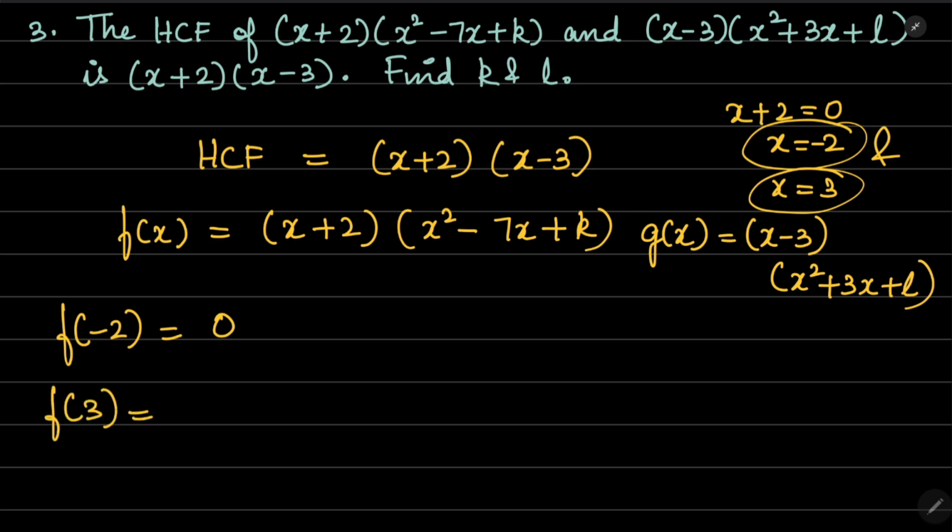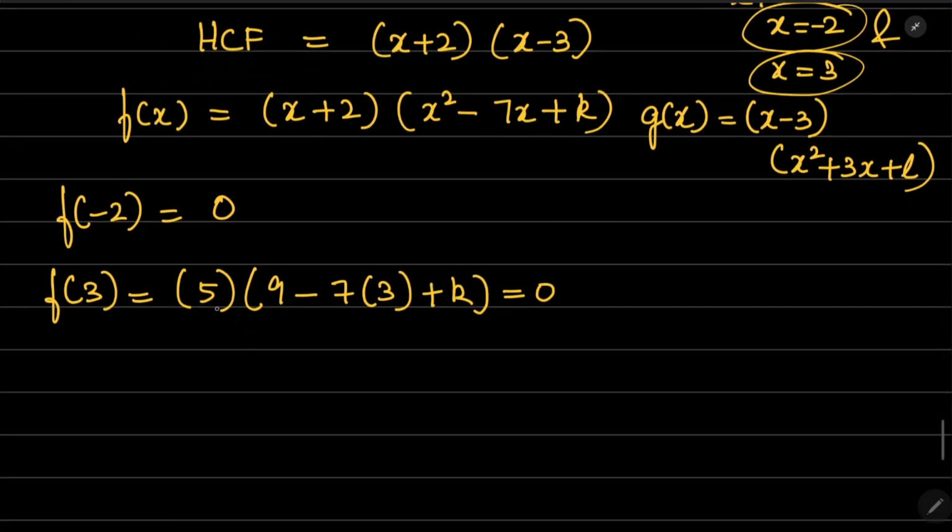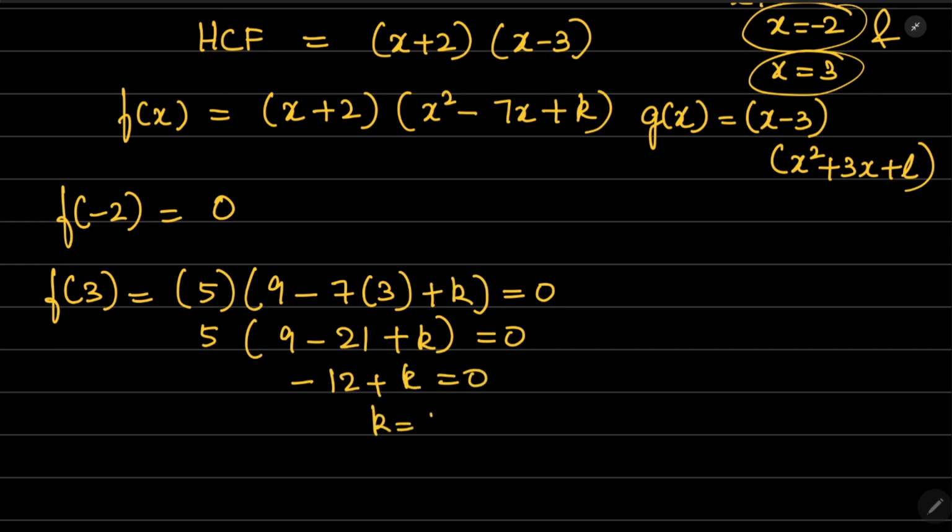Now let us substitute f of 3. If you substitute f of 3 in the f of x function, what will you get? You will get 3 plus 2, which is 5, multiplied by 3 square, 9, minus 7 into 3 plus k. This is equal to 0. So 5 multiplied by 9 minus 21 plus k equal to 0. So this 5 will go to the other side, it will be 0. So minus 12 plus k equal to 0 and k equal to plus 12.